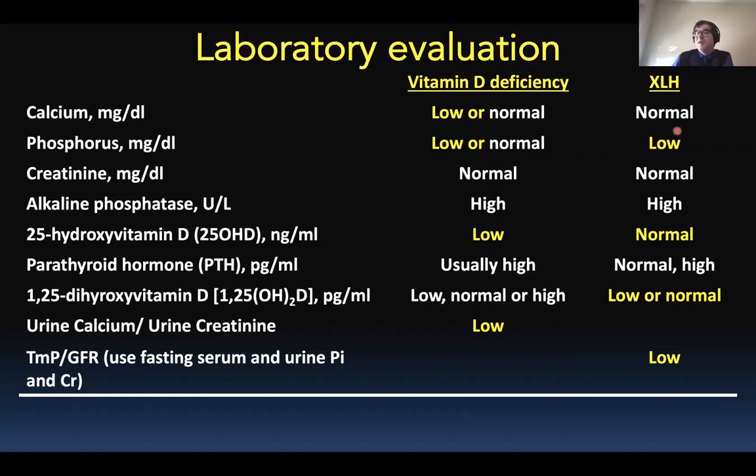dominant hypophosphatemic component. So in XLH, you have a low phosphorus. The 25D is usually normal. PTH can be high, but it's not always. And the 125D is low or normal in the setting of XLH typically. And you have a low TMP consistent with phosphate wasting.